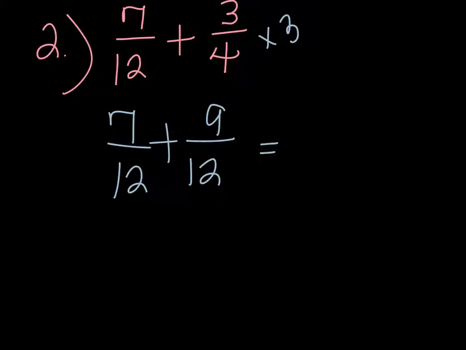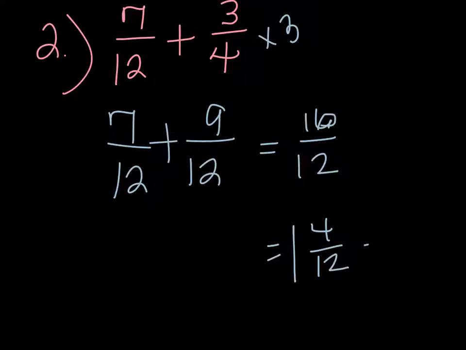9 plus 7 is 16. The 12 stays the same. That is not a simplified fraction. 12 goes one whole time into 16 with 4 left over, and 4 over 12 reduces to 1 over 3. Check your papers, check your work, pause and fix if you need to, and let's go on to number 3.